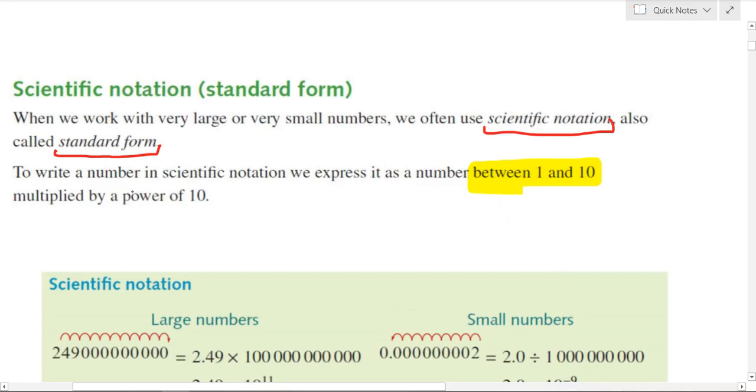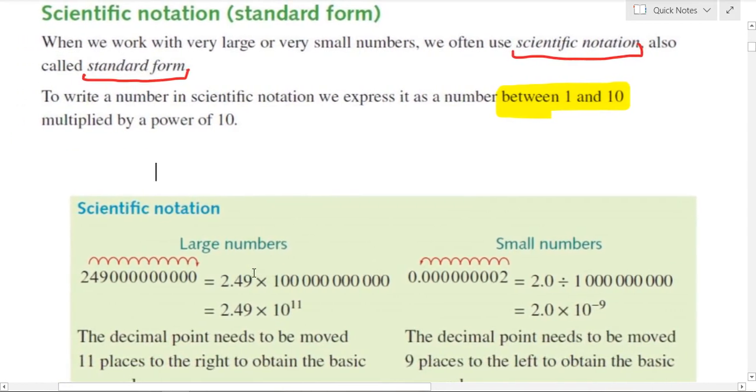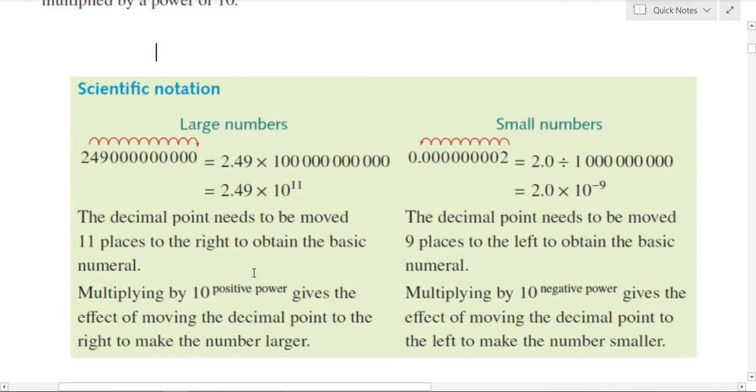And then after that, you're multiplying it by 10 to the power of something. Again, it'll make more sense when we put it in these examples. So let's say, for example, you've got 2, 4, 9, and then a bunch of zeros after that, and you want to present this in scientific notation. So again, this is too big. What are you going to do with this? It's too much. So what you want to do is represent it in a smaller value.